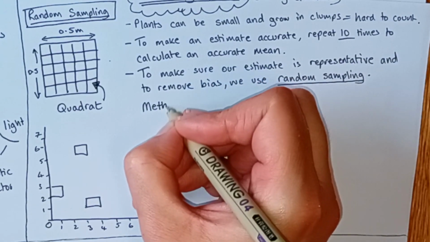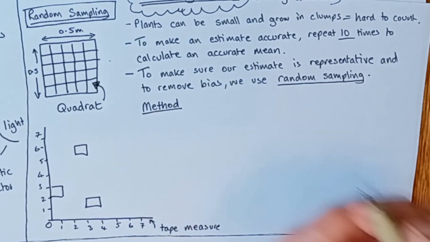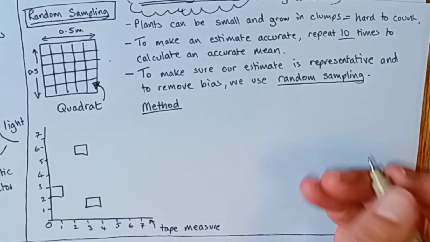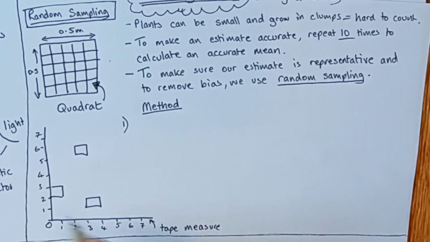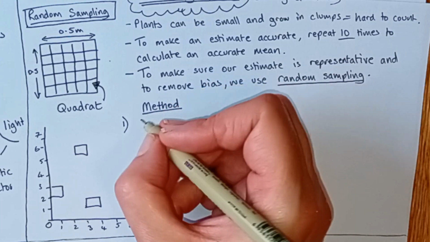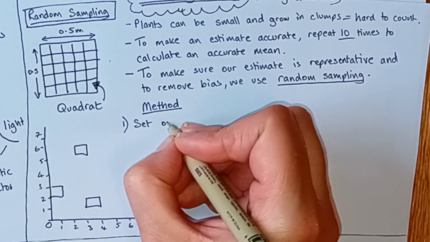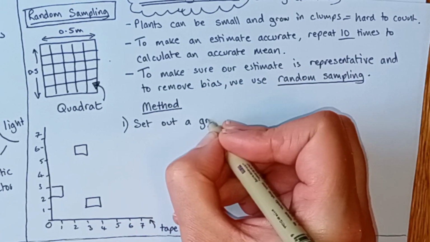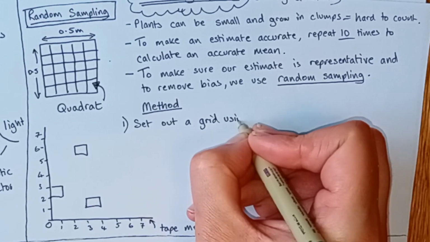This is a common 6-mark exam question, writing a valid method. So the first thing we do is set out our grid. Set out a grid using 2 tape measures.